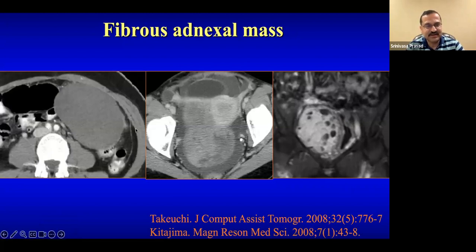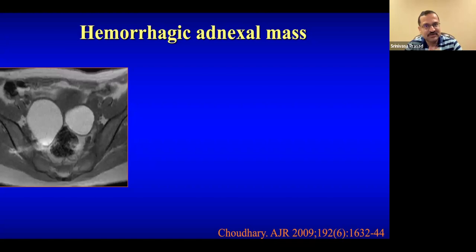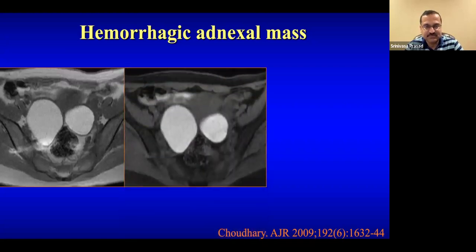On CT, they appear as low dense lesions or uniformly hyperdense lesions, and fibromas and fibrothecomas may have heterogeneous contrast enhancement. And this was the same case of a fibromatosis where there is intense enhancement of the mass. Moving on to the so-called hemorrhagic bloody masses, you may have low-level echoes, or you may have complex multilocular cystic lesions with echoes.